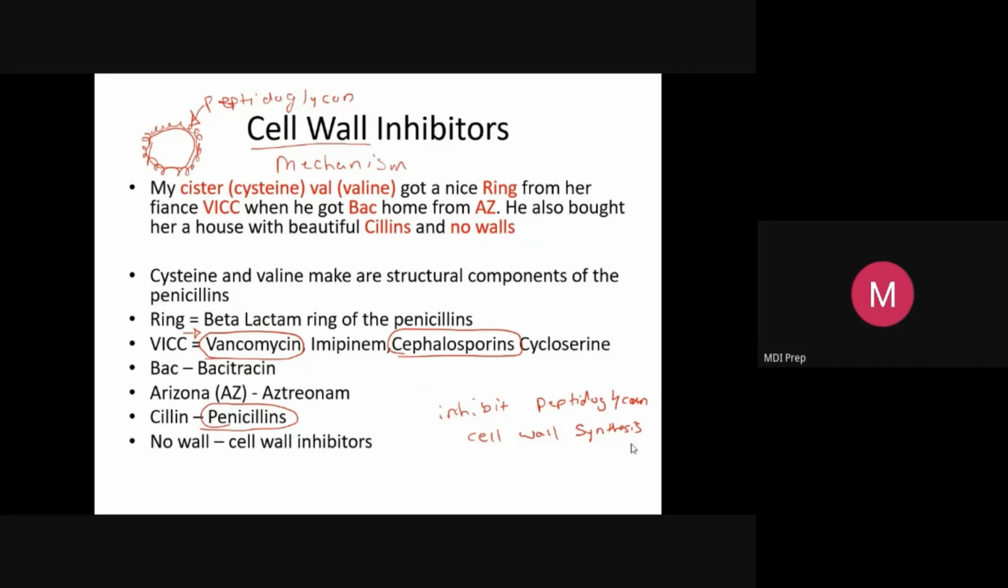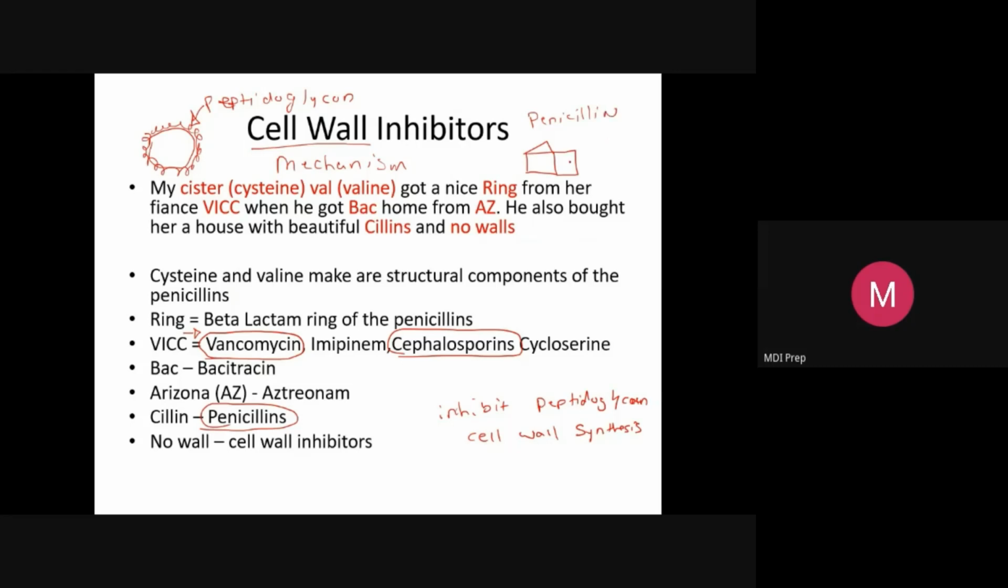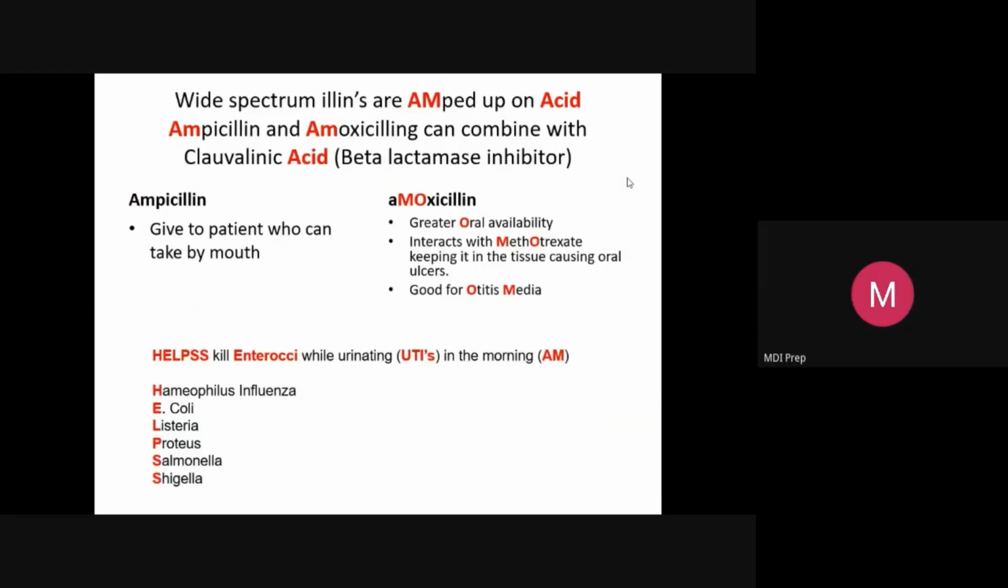Now, penicillin, right? You see penicillin right here? The structure of penicillin looks like this. So this is the actual chemical structure of penicillin. It looks like a little house, right? This little house is called a beta-lactam ring. So the penicillin is made up of a beta-lactam ring. That's part of the structure of the penicillin that makes the penicillin strong. So that's going to be important in just a second. Watch this. Hold on, let me go back.